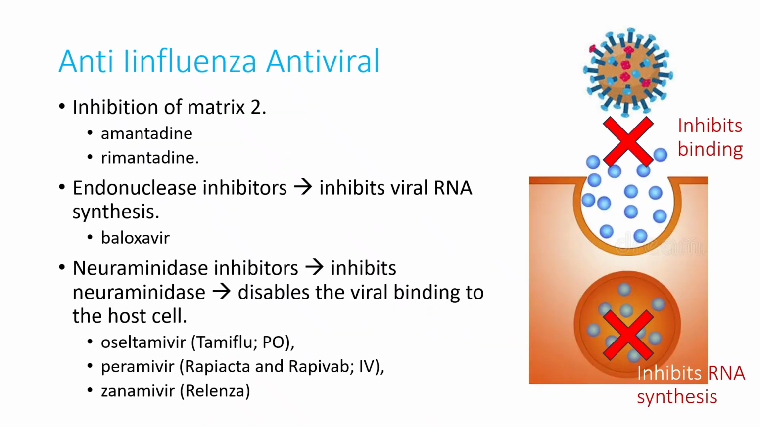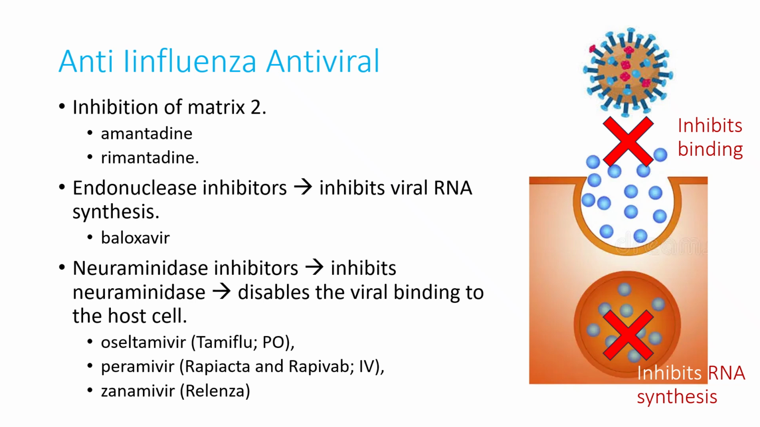Because of the many different influenza viruses, we need to produce many different anti-influenza antiviral drugs. These drugs work by either inhibiting matrix 2, such as your amantadine or your rimantadine, or you have your endonuclease inhibitors, which inhibit viral RNA synthesis, such as your baloxavir.